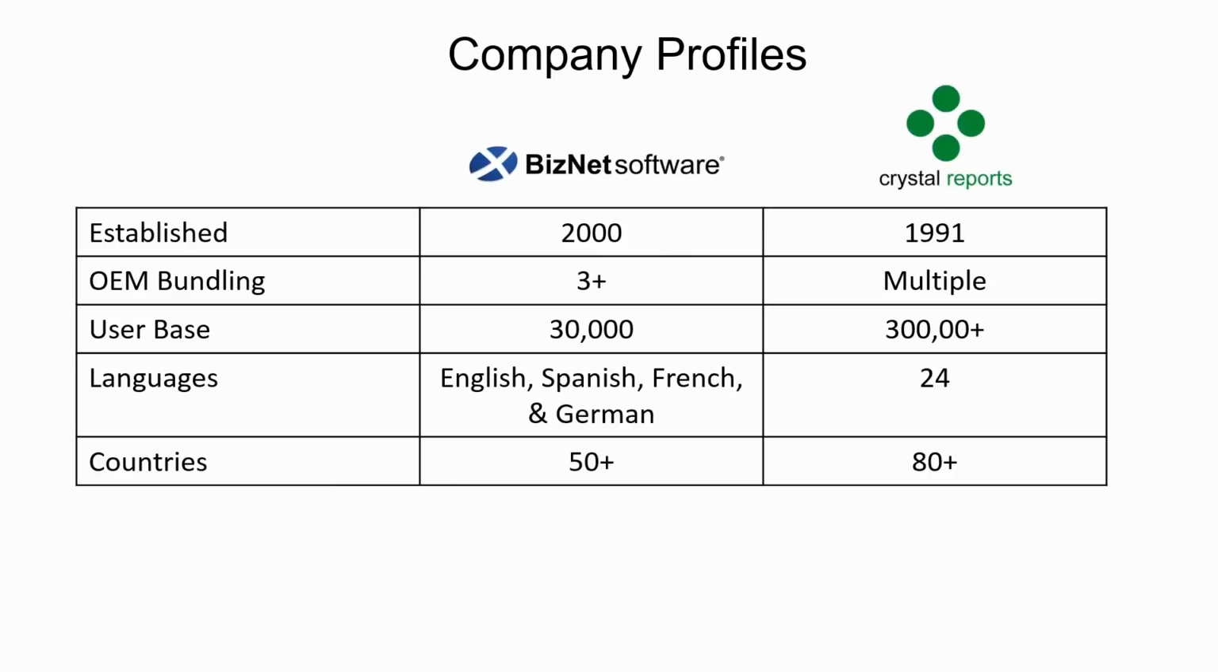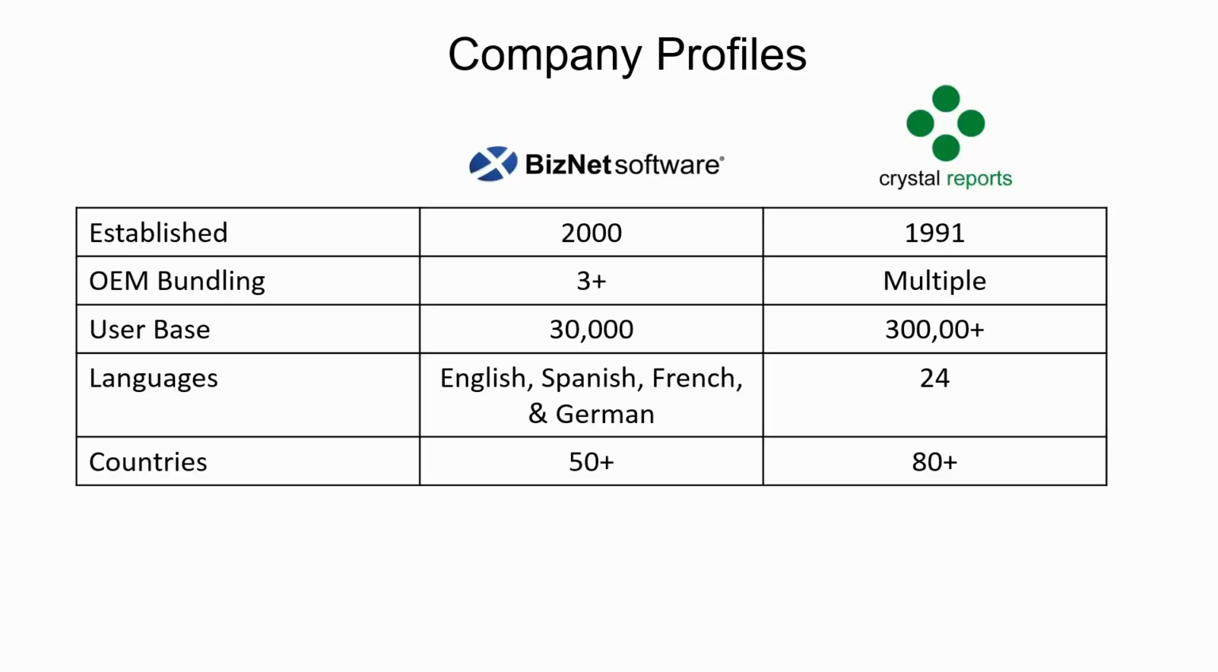So, before we get into a deep dive company profile comparison, Crystal has been the de facto standard in reporting for a number of years. It was established in '91. BizNet, being the new kids on the block, has been around since 2000. With the addition of our new product suite that we'll be showing you components of today, we are beginning to be bundled in as the reporting solution for publishers, and we're having a number of conversations currently with software publishers that are interested in offering BizNet as their reporting solution of choice.